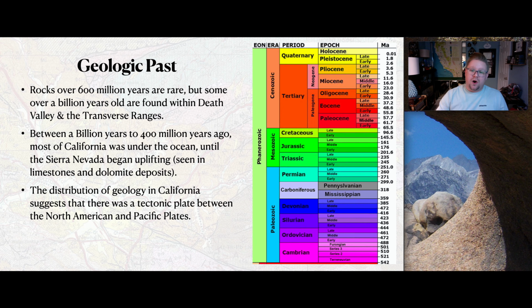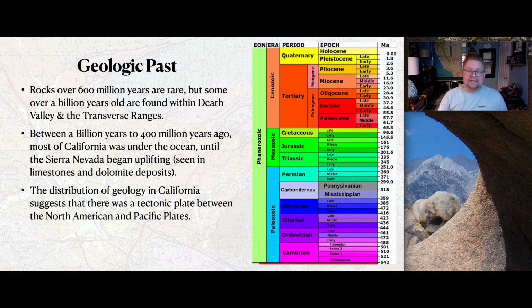Now, there are rocks over 600 million years old. They're very, very rare, but there are some in California, and there are some over 1 billion years old. They're found within Death Valley and over by the Salton Sea. So we actually have metamorphic rock that is over 1 billion years old. To me, that's almost unbelievable. In fact, I went down to go see it. I wanted to touch some billion year old rock, because you just don't get to see stuff like that.